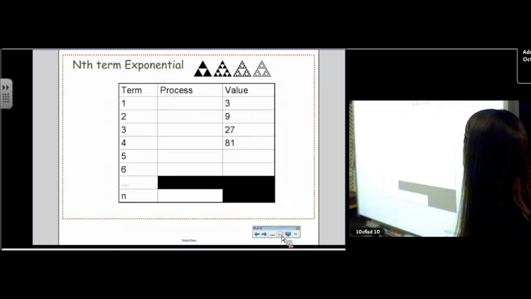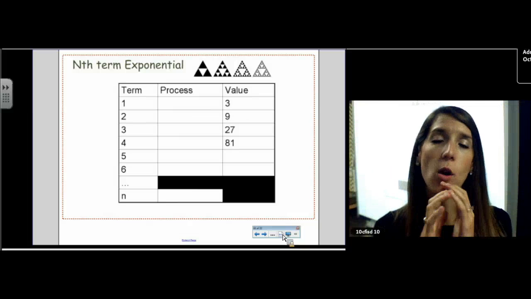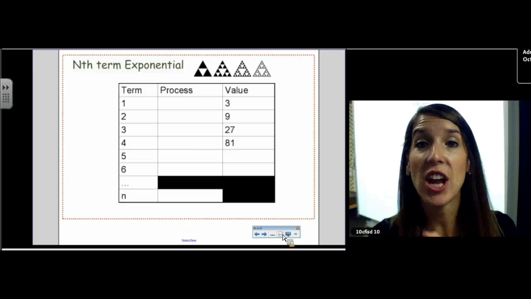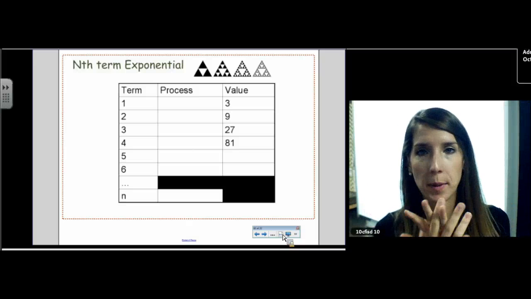So how would you find how many triangles are at step n? Remember, we're only counting the dark triangles. The shaded triangles are the ones we're looking at. The other ones that are not shaded are not part of Sierpinski's triangle.